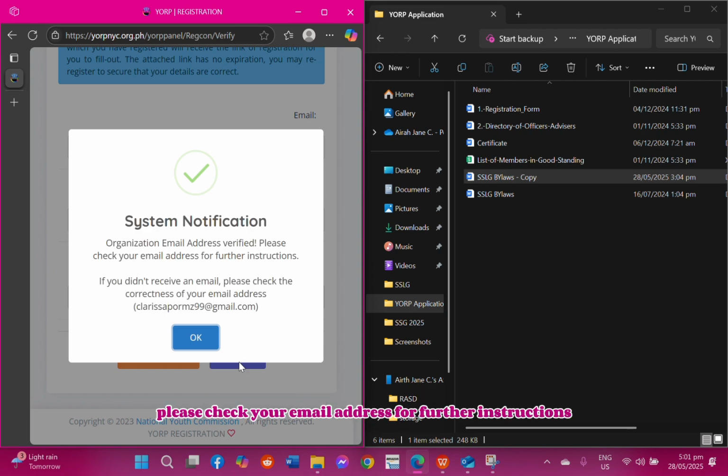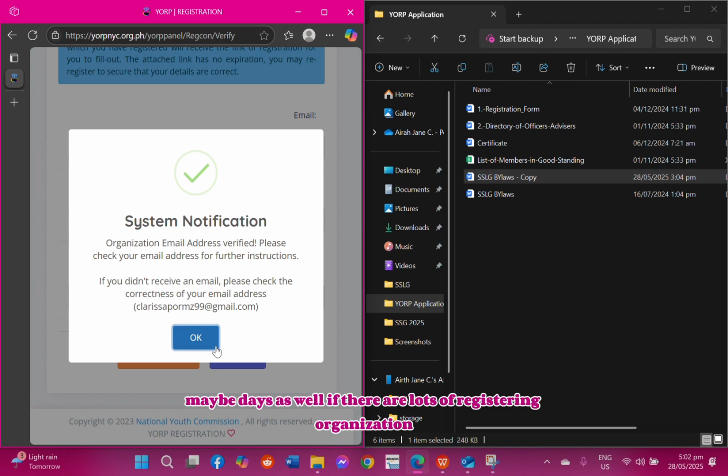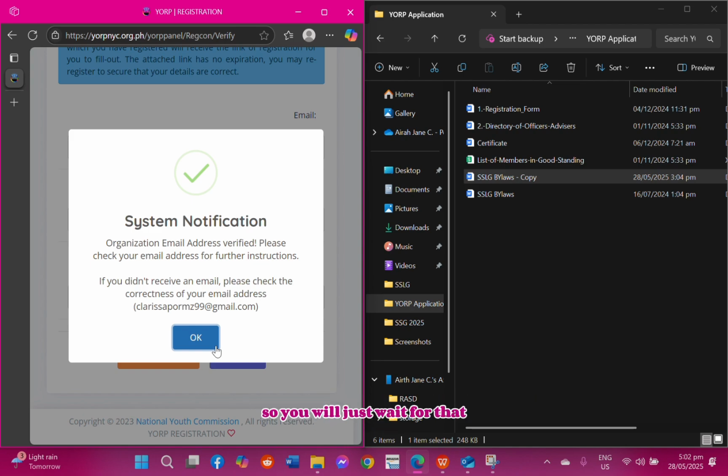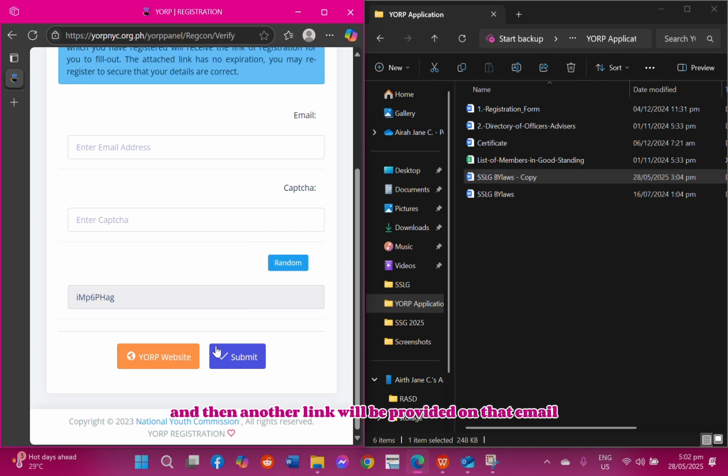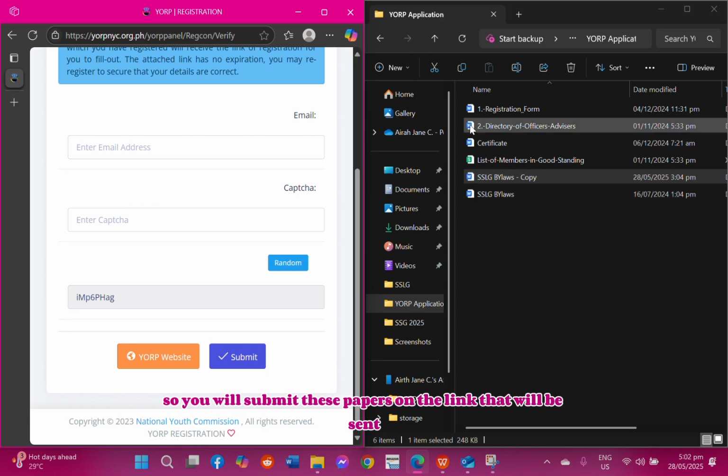Please check your email address for further instructions. If you didn't receive an email, please check the correctness of your email address, clarisaporns99@gmail.com. So it may take a little time, maybe an hour or two, maybe days as well, if there are lots of registering organizations. So you will just wait for that. And then another link will be provided on that email, which you will click and then submit your papers to. So you will submit these papers on the link that will be sent by the email.